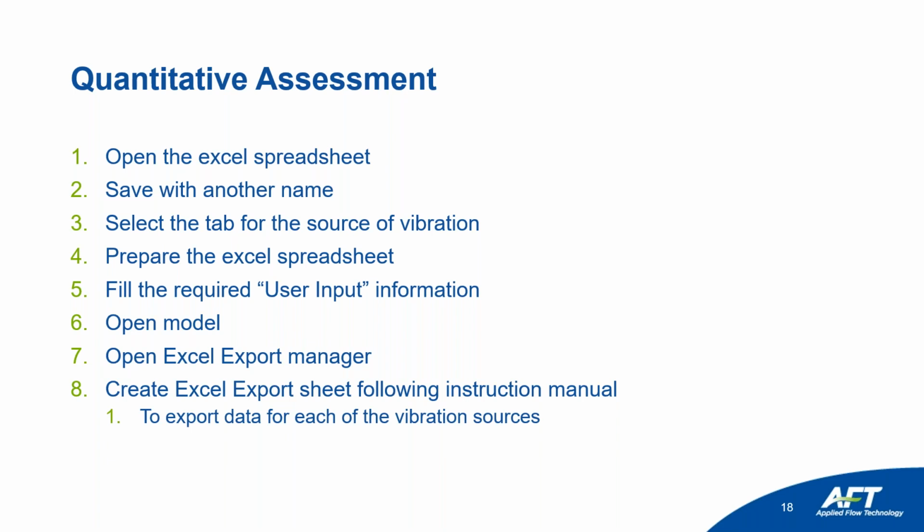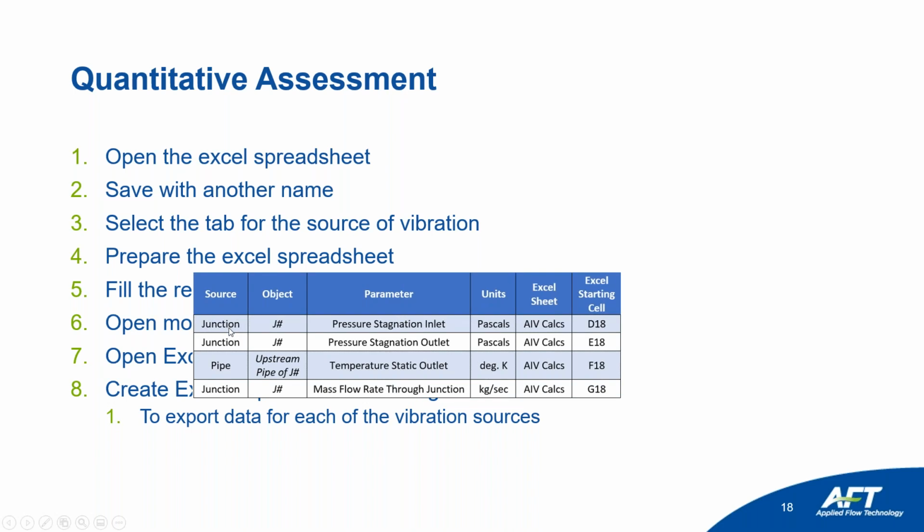First, we have to create the export data for each one of the vibration sources. So we have to create 4 lines, 3 for the junction and 1 for the pipe that feeds the component, where we'll be exporting pressure stagnation inlet, pressure stagnation outlet, the temperature static outlet, and mass flow rate through the junction. As I said, we have to respect the units, so we have to export the pressure in pascals, the temperature in kelvins, and the mass flow rate in kilograms per second.